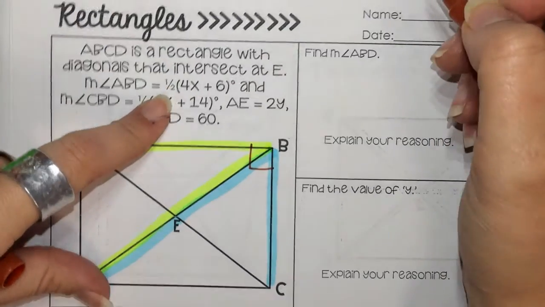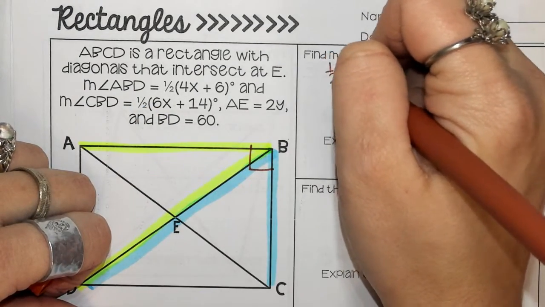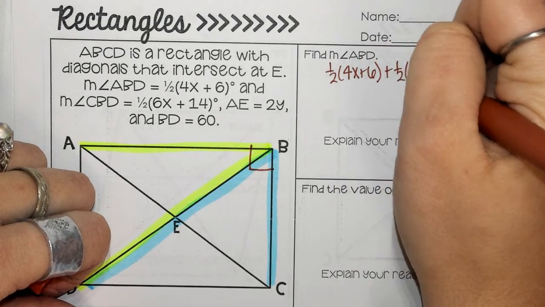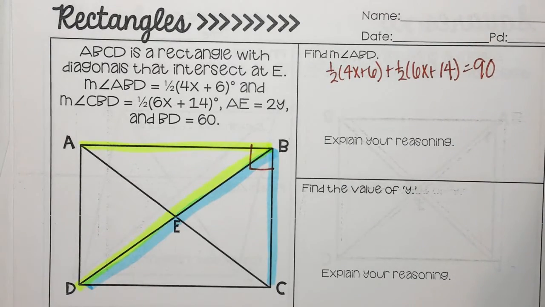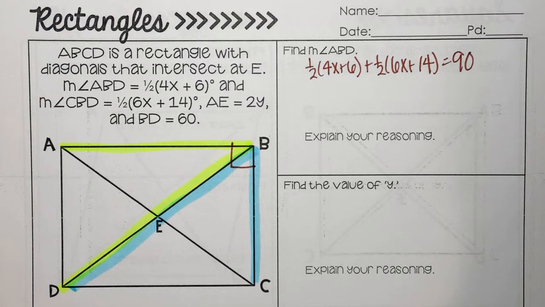Alright, so then we're going to add these together, and we're going to set it equal to 90. So we're going to say 1/2 times (4x + 6) plus 1/2 times (6x + 14) equals 90 degrees. Now, wouldn't I just solve it from there? Yeah. Isn't it magic? Now let's look at the bottom one.